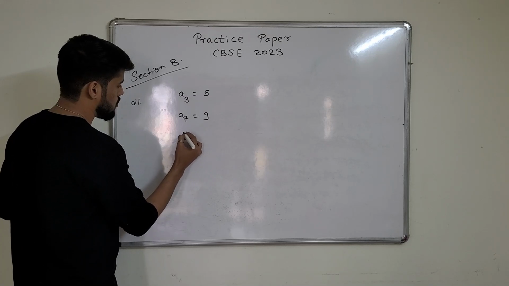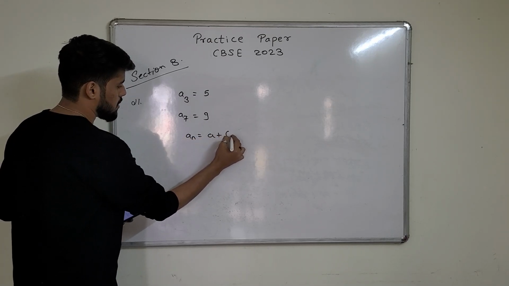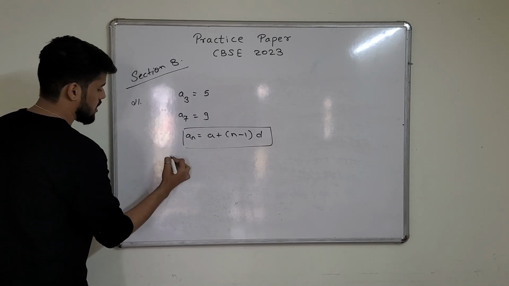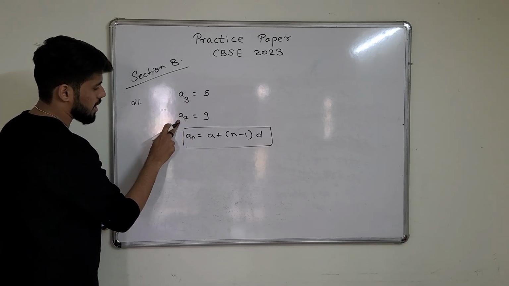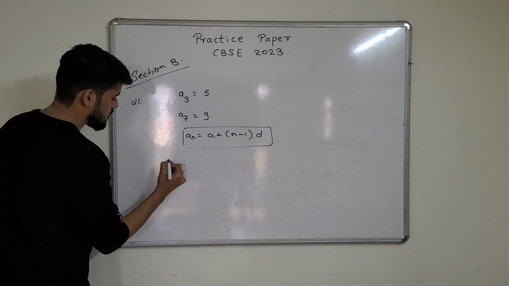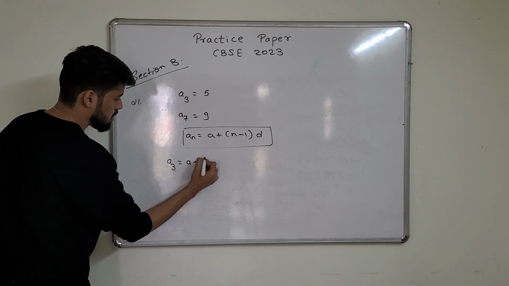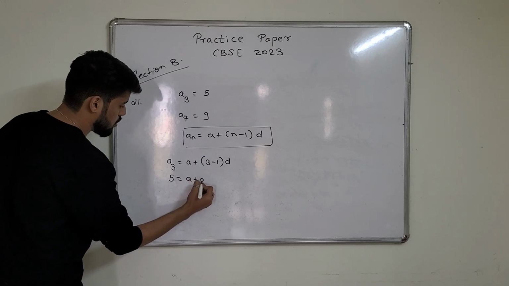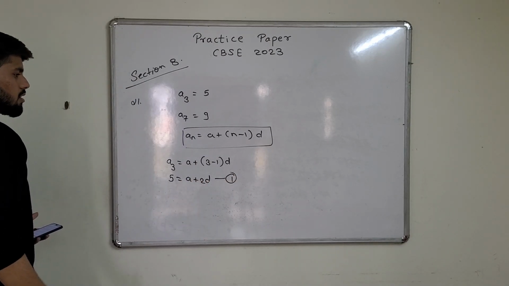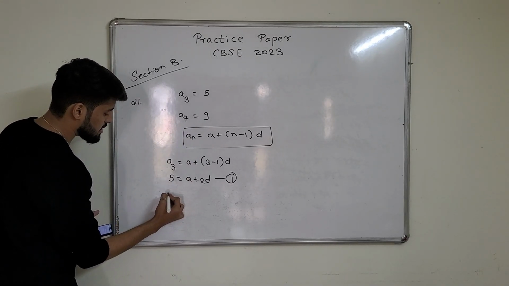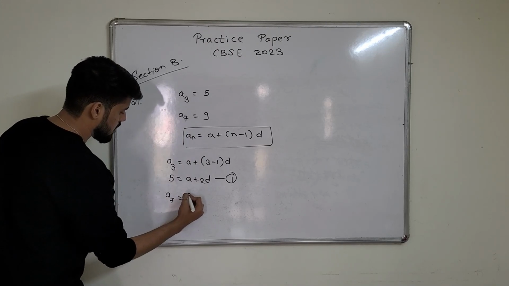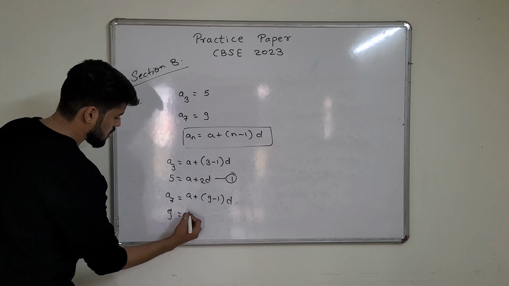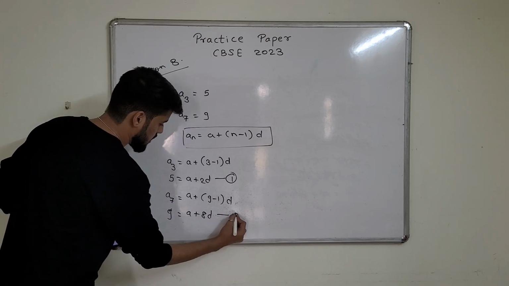Now we know the formula for this is nothing but an equals a plus (n minus 1) into d, right? We have this formula. For A3, the value of n is 3, and here the value of n is 7, right? So for A3 equals a plus (3 minus 1) into d, that gives us 5 equals a plus 2d. Let this be my first equation. Similarly, for A7, A7 equals a plus (7 minus 1) into d, that gives us 9 equals a plus 6d. Let this be my second equation.